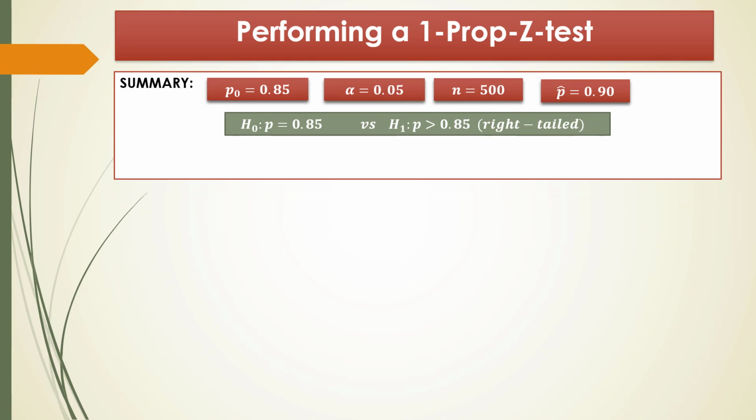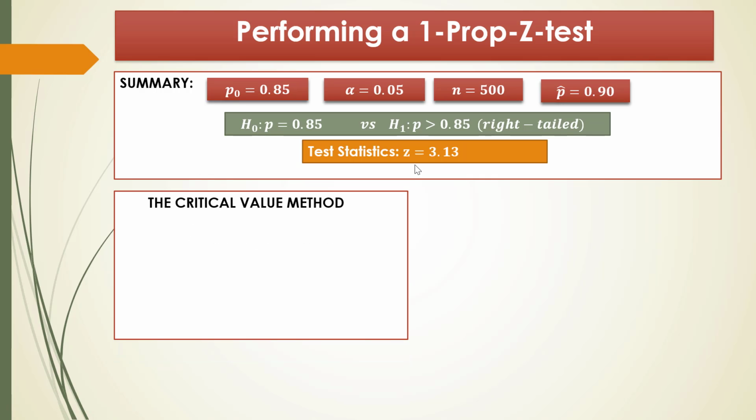And no matter which method you use, the critical value method or the p-value method, you need to compute the test statistic. Here z is 3.13. You take 0.90 subtract 0.85 divided by the square root of 0.85 times 0.15 over 500, using the formula of the test statistic.